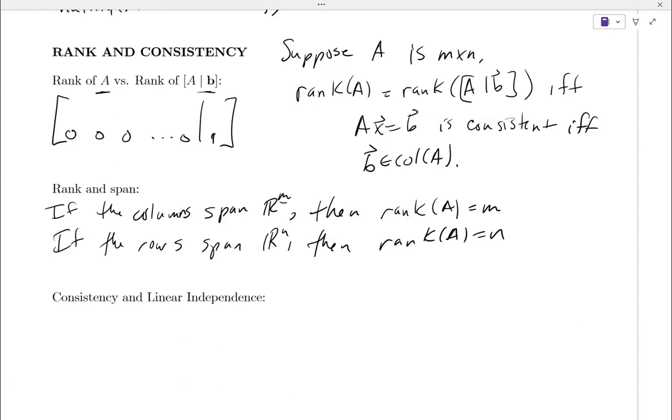I got ahead of myself when I started writing this down. It also works the other way. If the rank of A is M, then the columns span Rm. If the rank of A is N, then the rows span Rn. That's how those relate.